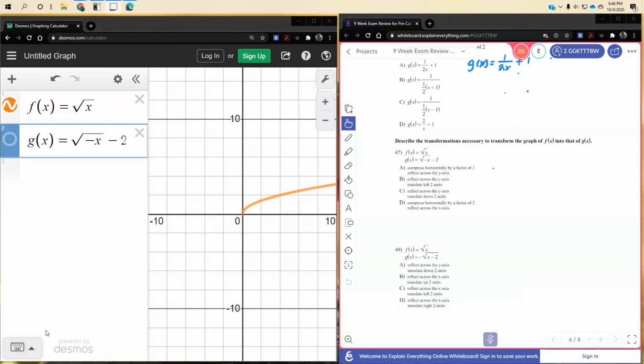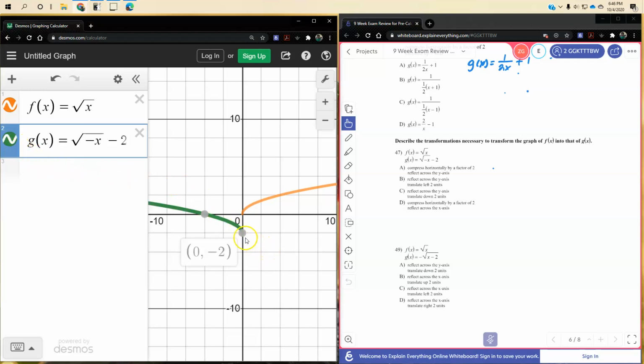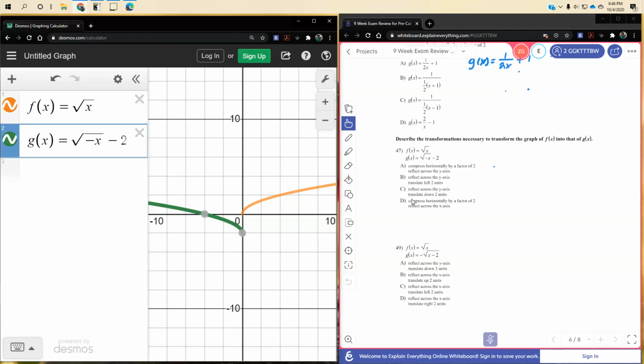I'm going to use Desmos for the rest of the problems here. Describe the transformations necessary to transform f of x into g of x. I do know that minus 2 is going to shift it down. That negative x, I know that the negative is over here. It's going to reflect over the x-axis. Let's see what happens here. I'm going to go ahead and graph it. So you notice it goes down 2 units, and it reflects over the y-axis. So it reflects over the y-axis and translates 2 units down, so the answer is C.